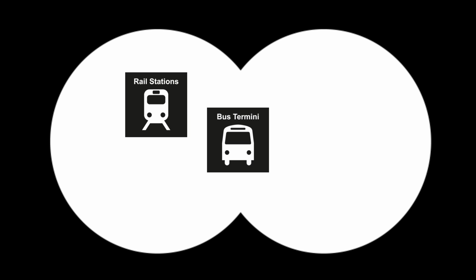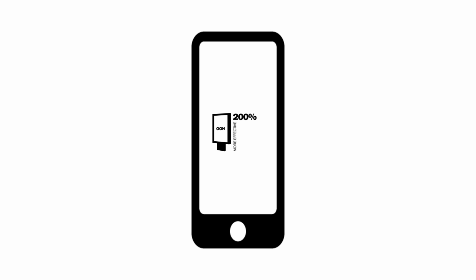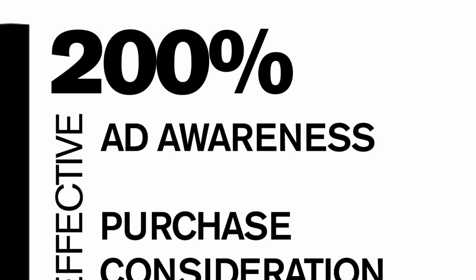Mobile hotspots were often found at specific locations within these out-of-home environments: rail stations, bus termini and shelters, high streets, business districts, and colleges. The results for the brands were truly remarkable. Out-of-home advertising was proved to be up to 200% more effective when mobile data is used to plan campaigns, in terms of ad awareness, purchase consideration, and online search.